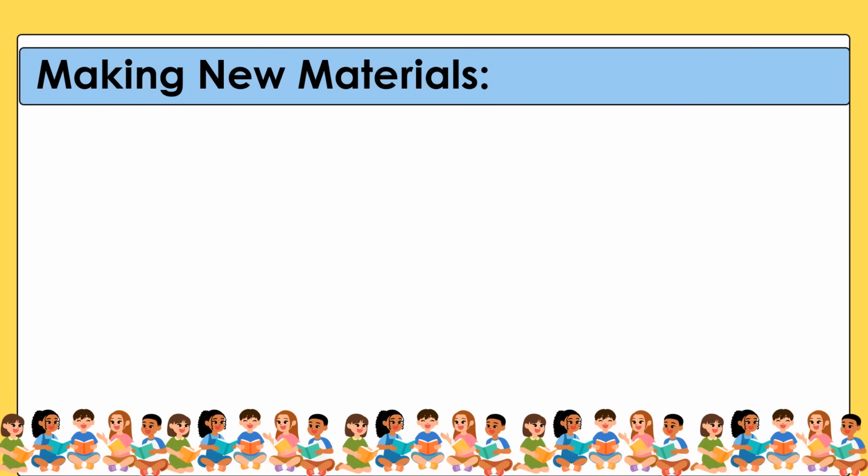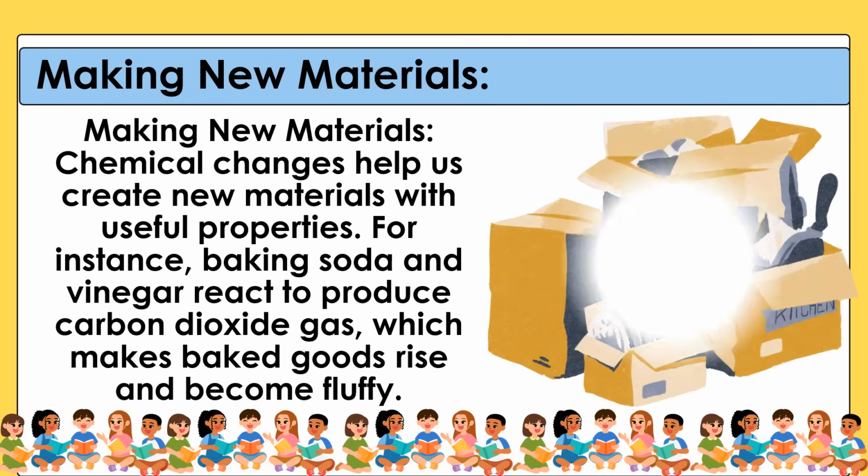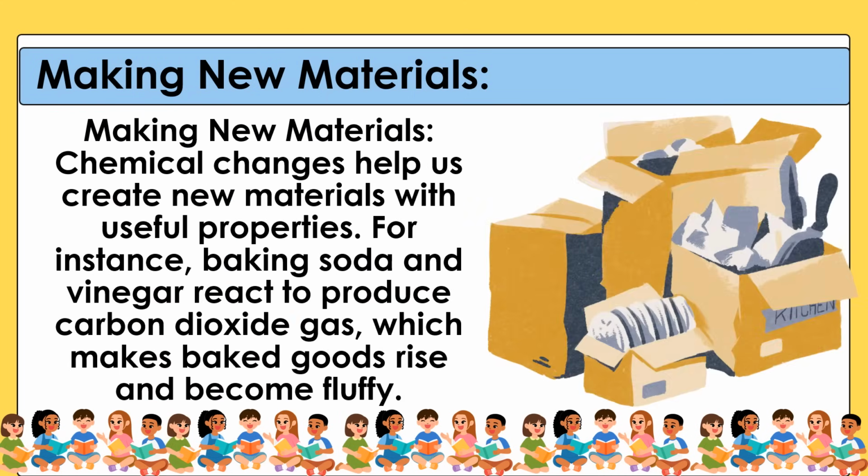Next, making new materials. Chemical changes help us create new materials with useful properties. For instance, baking soda and vinegar react to produce carbon dioxide gas, which makes baked goods rise and become fluffy.